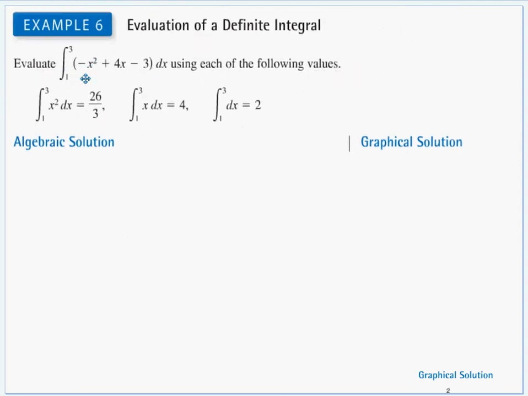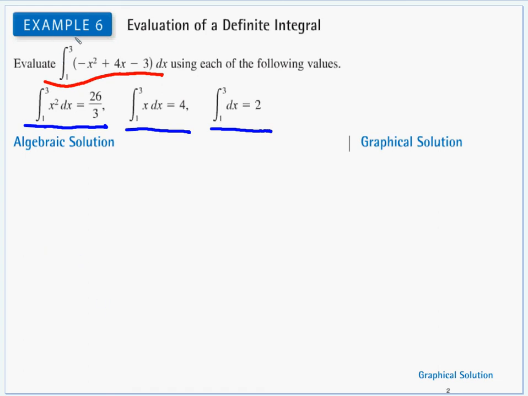So they're giving us a property here up top. I'll underline it in red. And then down here, sort of like a map has a key, they're giving us these little components, keys. The integral from 1 to 3 of x squared is 26 thirds. The integral from 1 to 3 of x dx is 4. The integral from 1 to 3 of dx is equal to 2. So what we're going to do, this part up here underlined in red, we're going to break into component pieces and then evaluate each piece separately.